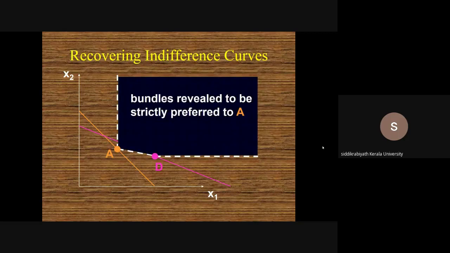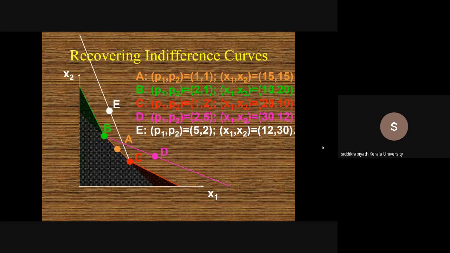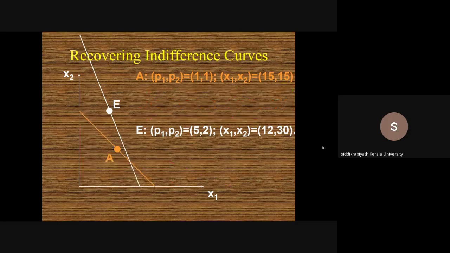Any point which falls above A is always revealed preferred to A. That is, they are better bundles. Bundles revealed strictly preferred to A. Okay. Therefore, that particular context has now been dealt with. So there is a ratio that follows.